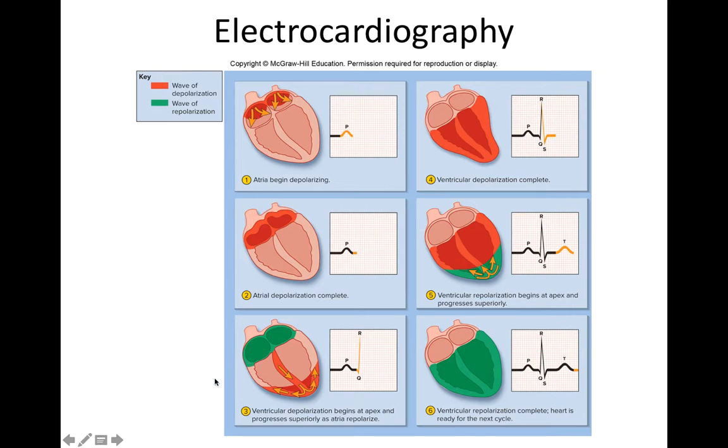Now, the atria do repolarize as well. However, it is masked by the QRS because the ventricular depolarization is a much bigger event. So we don't actually register it on the ECG, but it does happen.